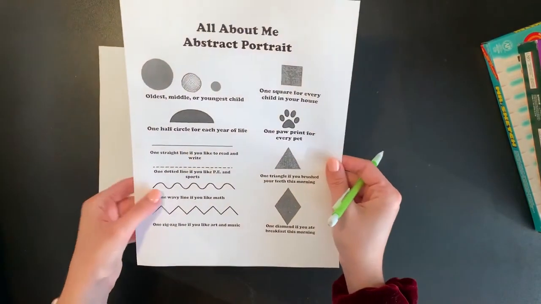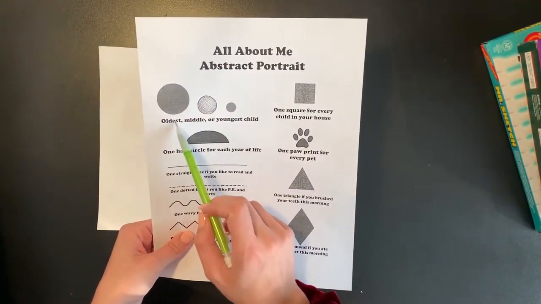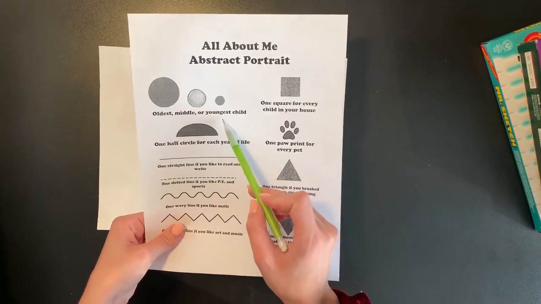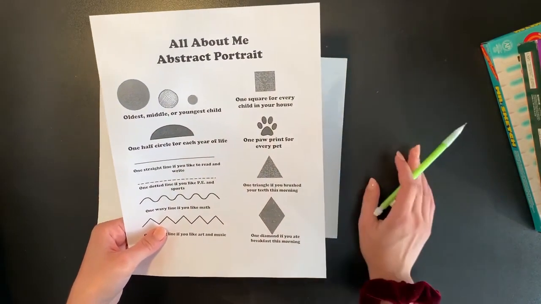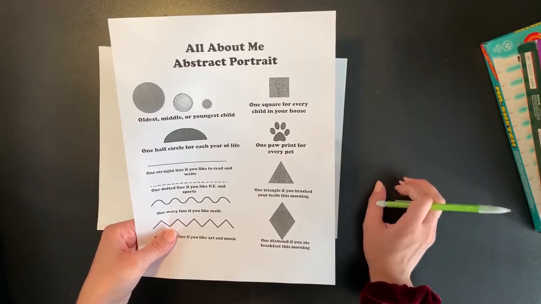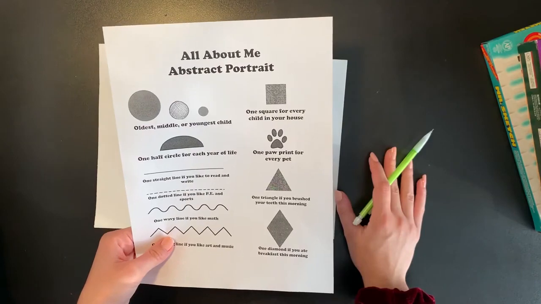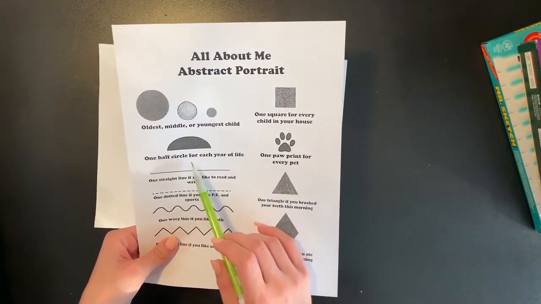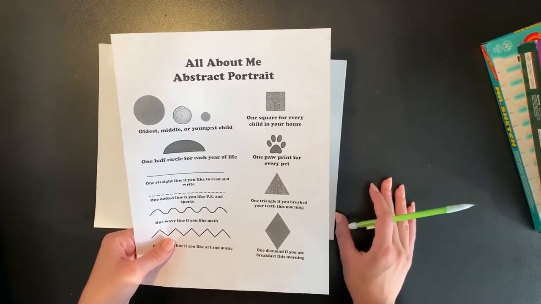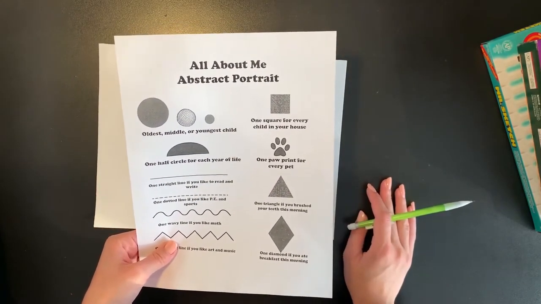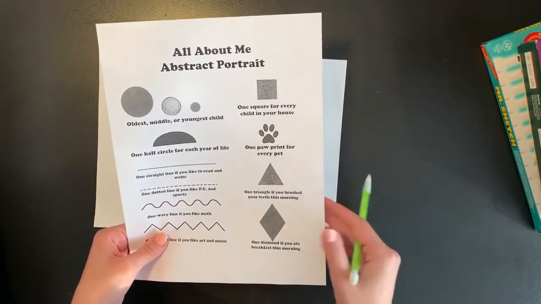Some of the things on our paper are some different sized circles, whether you are the oldest, the middle, or the youngest child in your family. We can add one square for every child in our house. So if we have any brothers or sisters, we can add a square for all of our brothers and sisters. We're going to add a half circle for each year of our life. So that is how old we are. So if you are 6 years old, you're going to put 6 half circles.